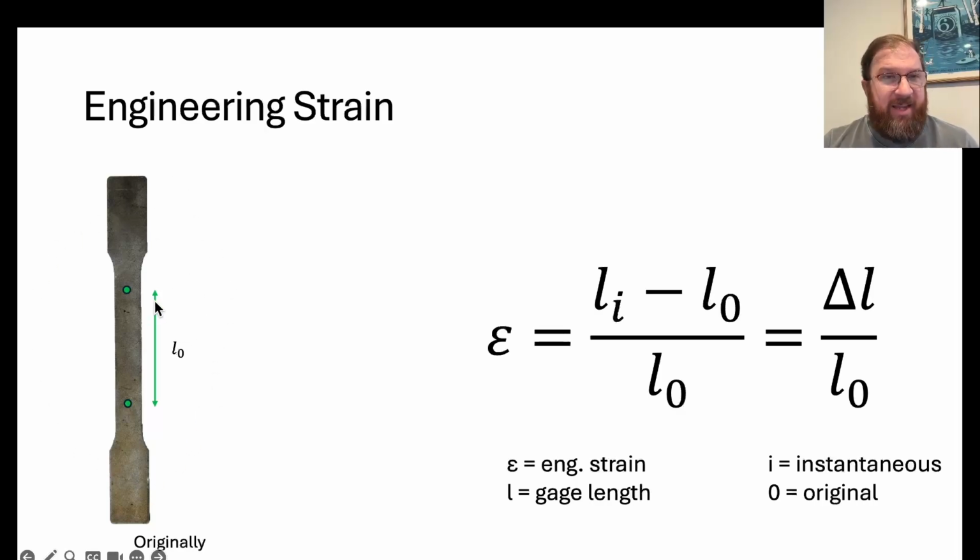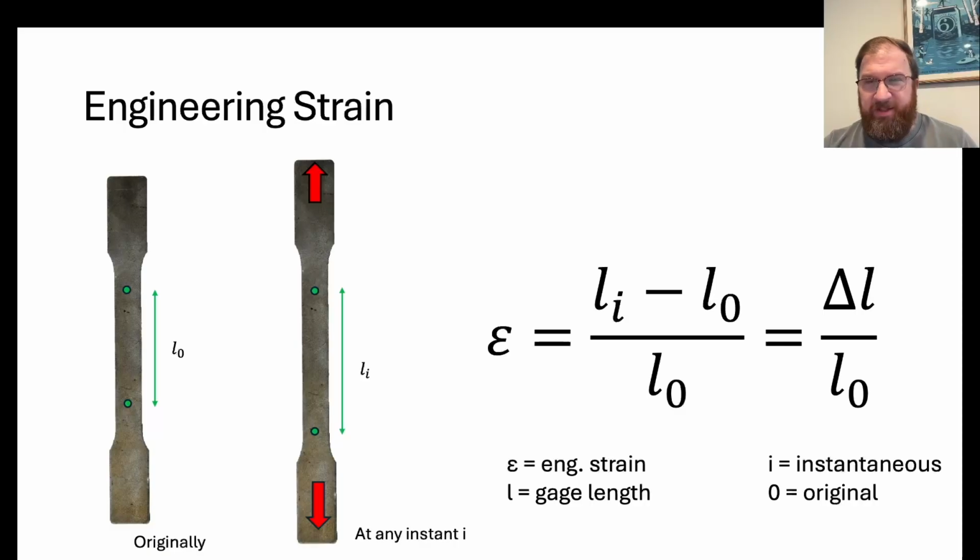What this looks like on our sample, this is our original dog bone sample. We have a gauge length, within the reduced section. This can be standardized to be about an inch or two, but anywhere in the reduced section, we have this gauge length that I'll call L naught. We measure that originally, and then at any time point during the test that we've applied force, as you can see by these red arrows, that's the tensile axis, up and down, we can measure the length of that sample, and that is the instantaneous length.